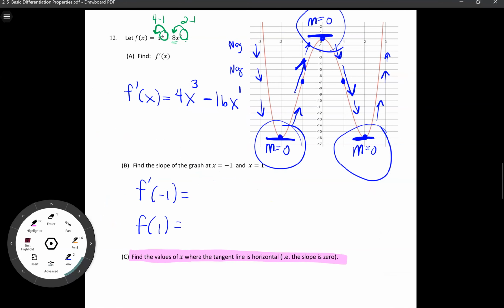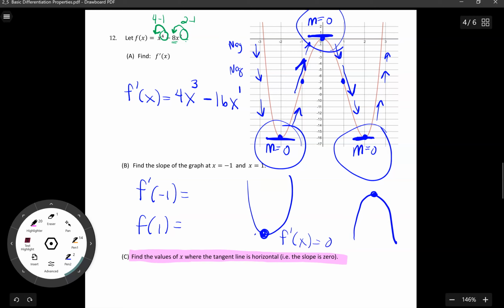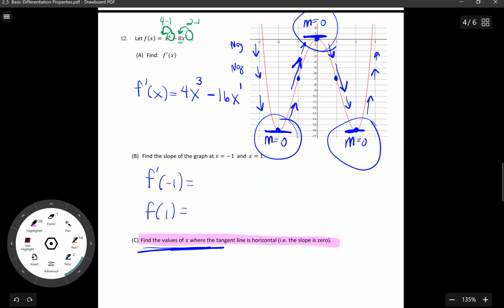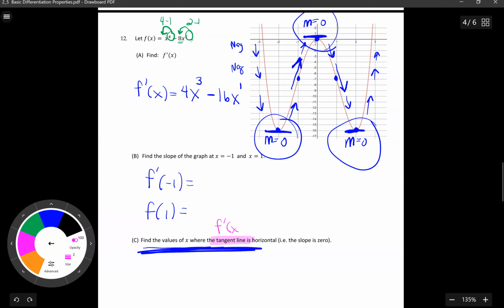So local mins and local maxes. Those are going to be really important to us in calculus, because if I want to find the minimum cost, I'll just know, oh, the derivative is 0 there, right? Or if I want to find the maximum profit, I'll know, oh, the derivative is 0 there. So knowing where the derivative is 0 is super, super helpful. The problem is we won't always have a graph. So if they want you to find the values of x where the tangent line is horizontal, this is what you have to know. The tangent line is going to translate to the derivative. The derivative describes the tangent line. And you have to know that it's horizontal when the derivative is equal to 0.